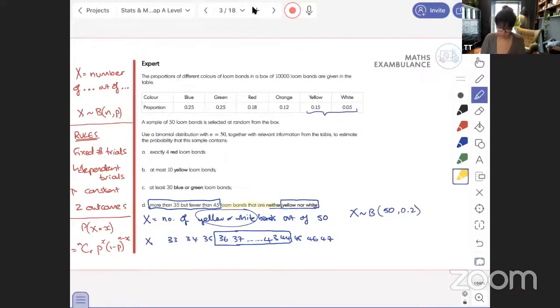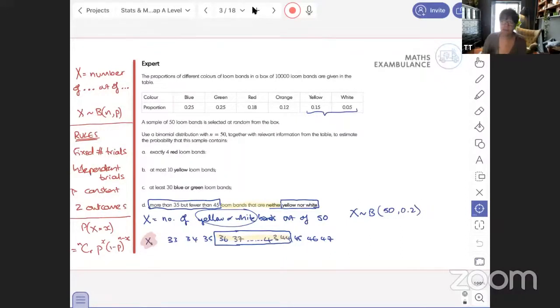Okay. These ones here are the ones that are not yellow, white. So this here is wrong. That X is wrong. I've said that I want to find that thing that I've drawn here. I've said, what is the chance that the number of yellow or whites out of 50 is between 36 and 44? So more than 35, but fewer than 44. That is wrong. That's not what I want. I want the opposite of that.